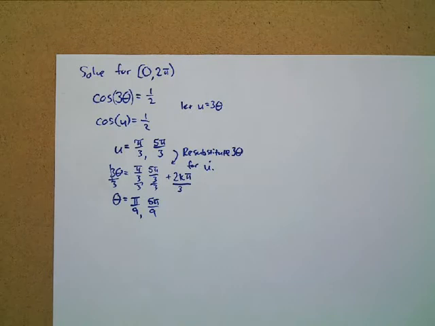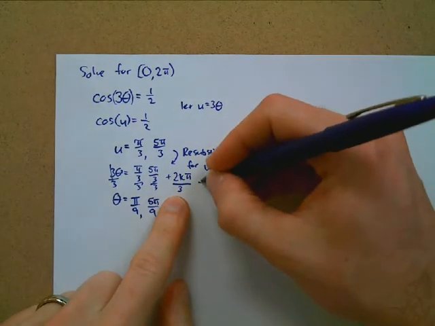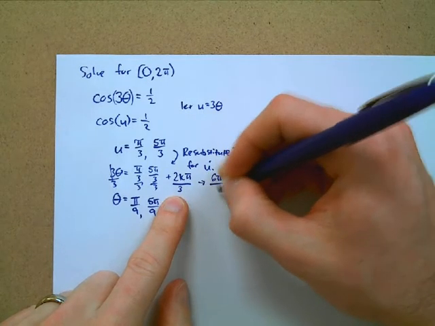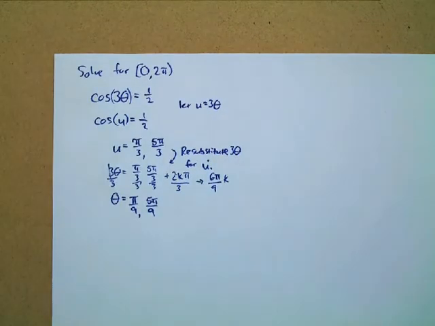And so can I add 2 pi over 3 to this and still be between 0 and 2 pi? Or in other words, instead of 2 pi over 3, we could also say 6 pi over 9, or 6k pi over 9. So could I add 6 pi over 9 to this and still be between 0 and 2 pi? Yes. So 7 pi over 9, right? Can I add 6 pi over 9 to this? Yes. 11 pi over 9 would still be between 0 and 2 pi.